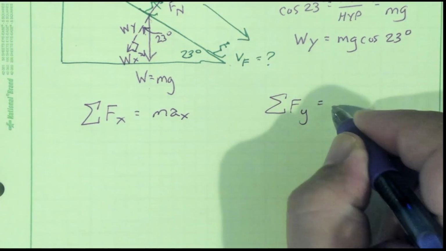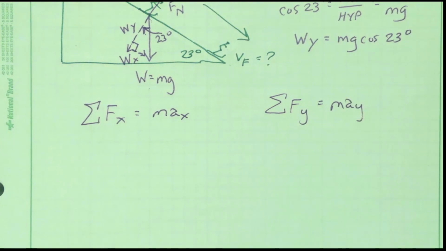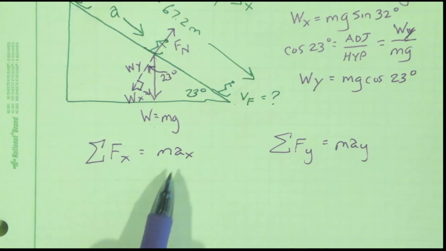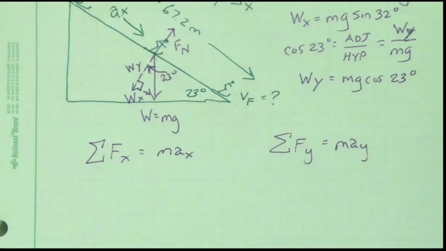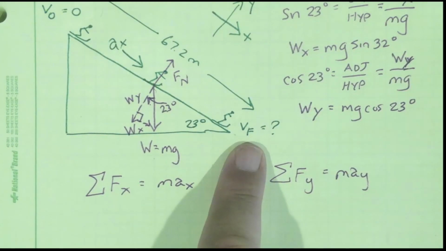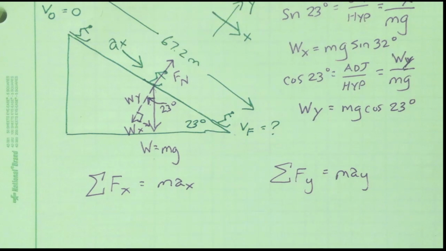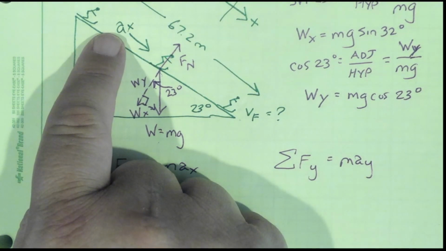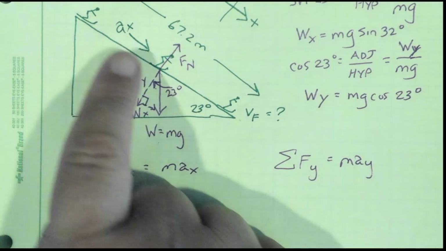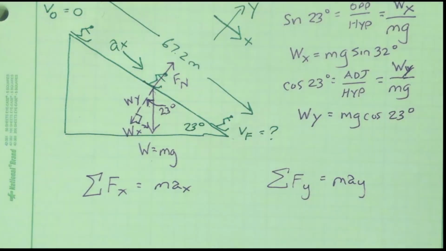One for the x components and one for the y components. Now this AX right here in the x forces equation is the acceleration that we are looking for. We want to find the acceleration down the slope so that we can find the final velocity. All right, and we can find that acceleration by looking at the x forces. So this is the acceleration in the x direction, the acceleration down the slope.